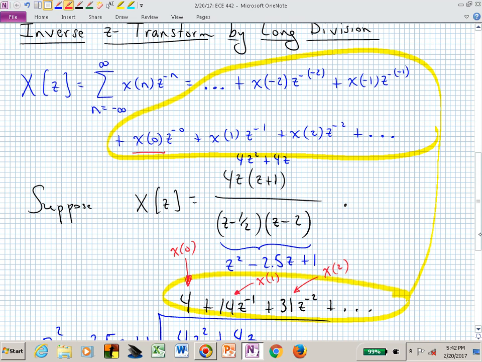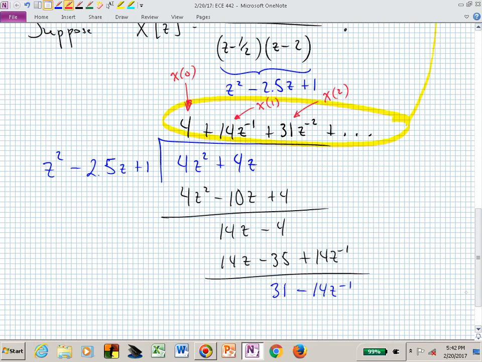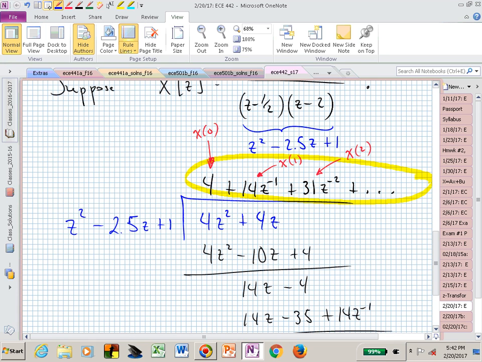But this is what you're going to be asked to do on one of your homework problems. Long division, okay? But it's just with polynomials. So if I start asking about long division, this is what I'm wanting you to try to produce. Questions on that? Another way of finding the inverse z transform.